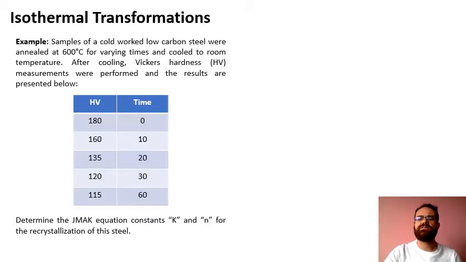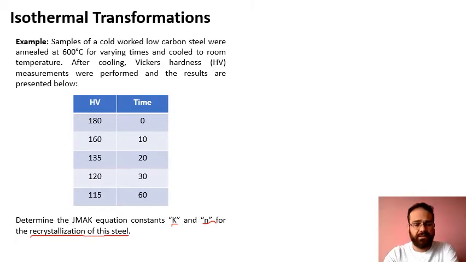To see how we can use this in relation to some concrete situation, let's consider the following example, which is very similar to one example you have in your exercise list. What do we have here? Samples of a cold worked low carbon steel were annealed at 600 degrees for varying times and then cooled down to room temperature. After cooling, Vickers hardness measurements were performed and the results are presented below. We are asked to determine the JMAK equation constants k and n for the recrystallization process in this steel.